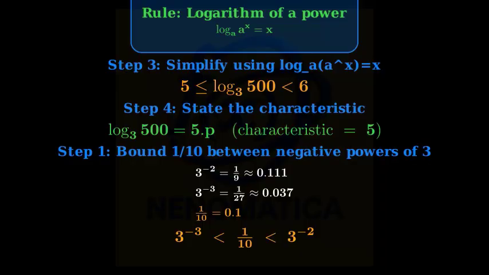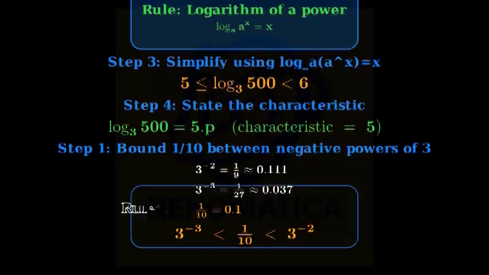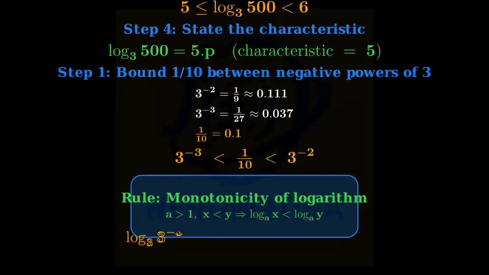Start by bracketing 1/10 between negative powers of 3. Compute 3 to the minus 2 and 3 to the minus 3. Then write 3 to the minus 3 less than 1/10 less than 3 to the minus 2.